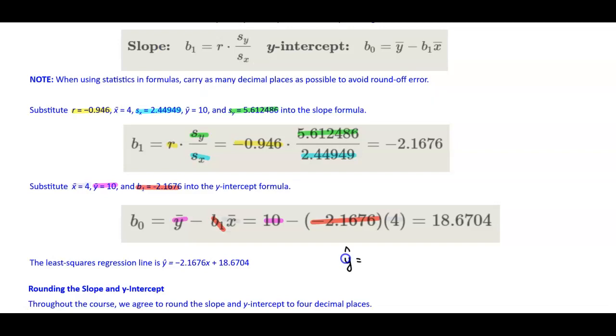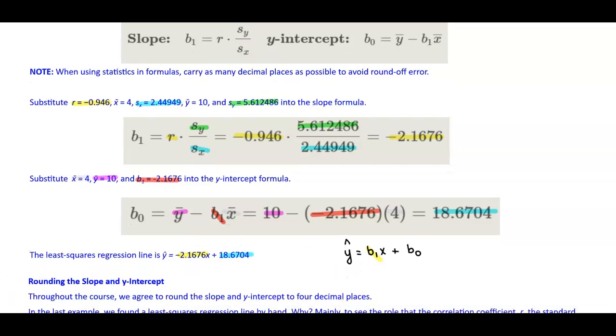So now, recall that we know that the formula for the least squares regression line is y hat, which is equal to the slope times the value of x plus the y-intercept. So looking at the information that we got, we know that we end up getting the slope of b1 to be negative 2.1676. So there is the slope of that line times x. And then plus the y-intercept, which is 18.6704.